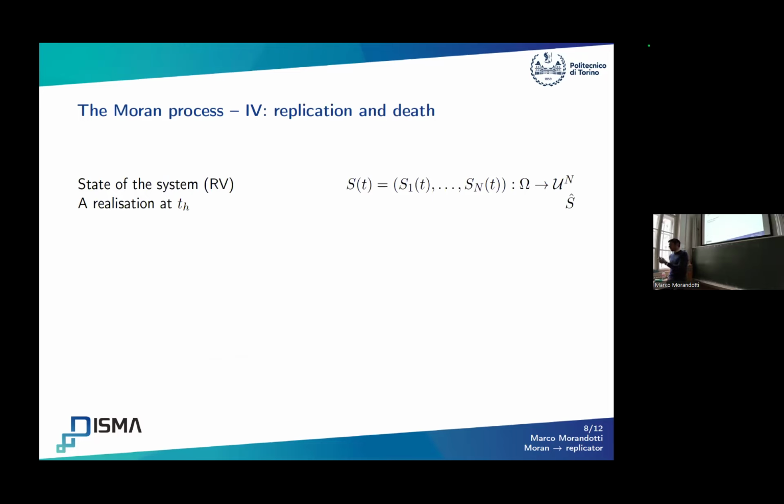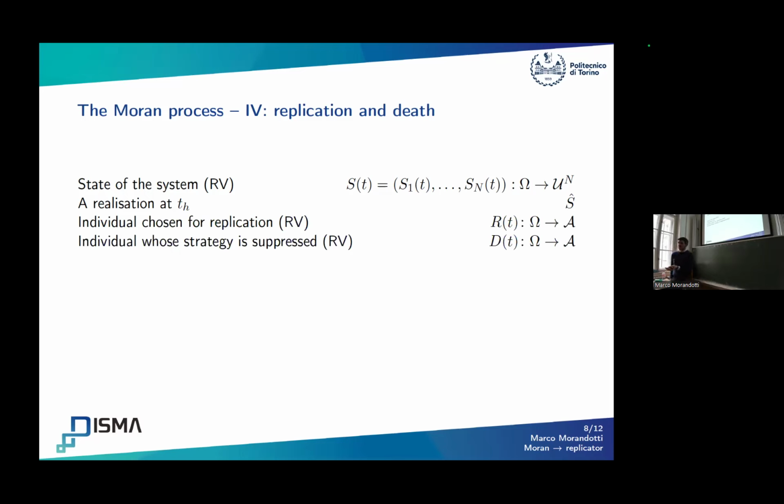Now, replication and death are the crucial items to study the dynamics. So the state of the system is a random variable. Here RV stands for random variable, and it's a vector that tells me S_1 at time t through S_n at time t. So for each of the n individuals, they tell me which strategy they are playing, with values in U to the power n. So each element is a strategy. I take a picture of my system, and then I say individual 1 is having strategy 3. Fine. And each of the realizations that I might observe are denoted with a hat. So s hat is what I observe, and without the hat it is still a random variable.